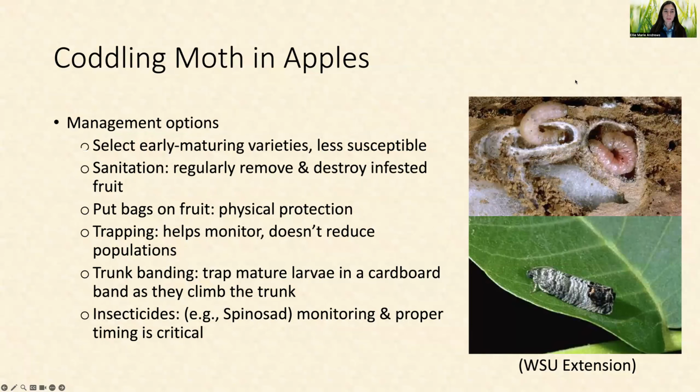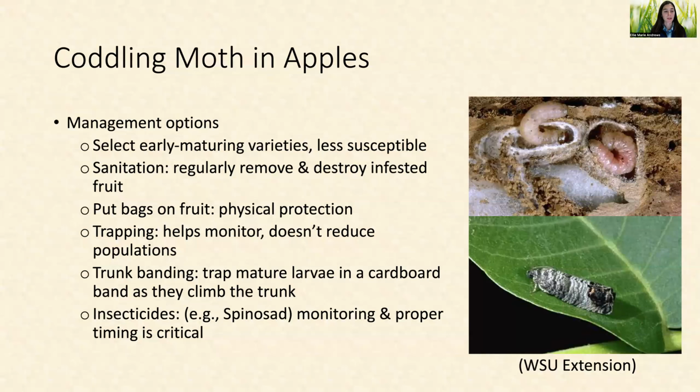So for management options for codling moth, again, you do have some options when it comes to genetics. You might want to think about varieties that mature early. That means you're going to get the fruit out of the orchard earlier, so they'll be a little bit less susceptible. You might see lower damage just because you're removing the fruit sooner rather than later. You also want to think about sanitation. This means regularly removing and destroying infested fruit. You could put bags on fruit, especially if you just have a couple trees and it's not too labor intensive. That can provide some level of physical protection.